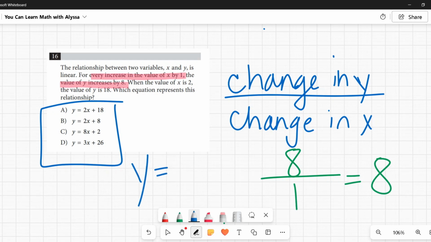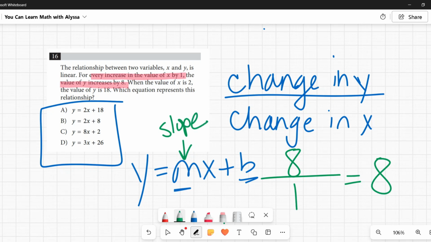Now, if I look at my answers over here, all of these are in slope-intercept form. That is, y equals mx plus b, where m and b are numbers, or constants. That m value right there is always going to be my slope, and my b is always going to be my y-intercept. So the m, the coefficient of the x, is the slope.